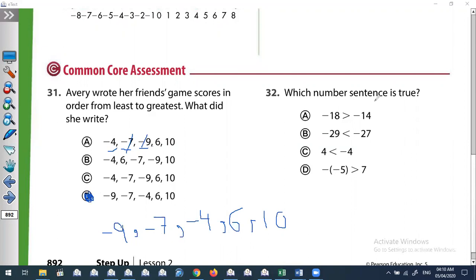Which number sentence is true? Negative 18 and negative 14. Is negative 18 more than negative 14? No. Negative 29, negative 27. Is negative 27 more than negative 29? Yes. So mark it. 4 and negative 4. Is negative 4 more than 4? No. Negative negative means cancel them. 5 and 7. Is 5 more than 7? No. So the answer is only letter B.